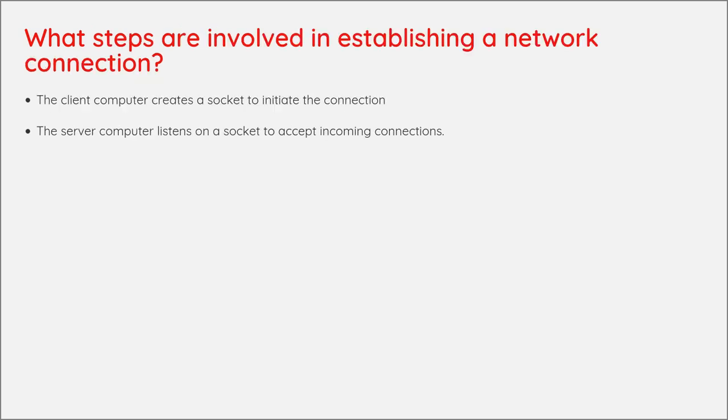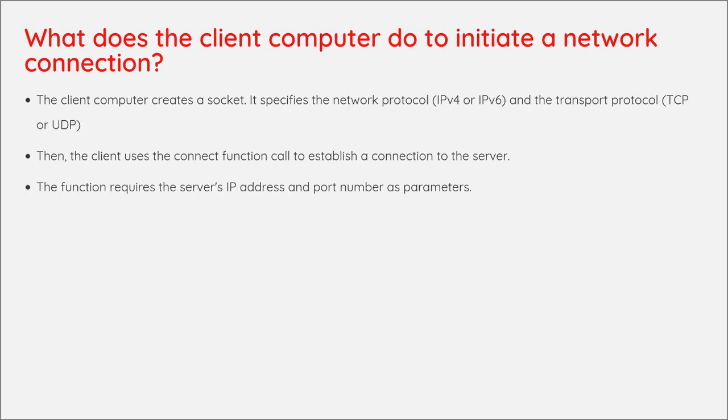What steps are involved in establishing a network connection? The client computer creates a socket to initiate the connection. The server computer listens on a socket to accept incoming connections. What does the client computer do to initiate a network connection? The client computer creates a socket.